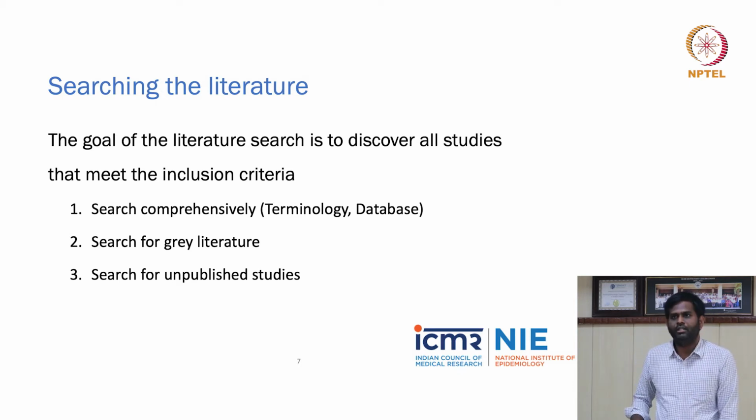So I need to be comprehensive about my search, and I also need to give consideration for the gray literature. We will see more about gray literature. Also we need to look for unpublished studies. These unpublished studies are protocols of ongoing trials or reviews. This will add on to information pertaining to the research question, which is of our main interest.